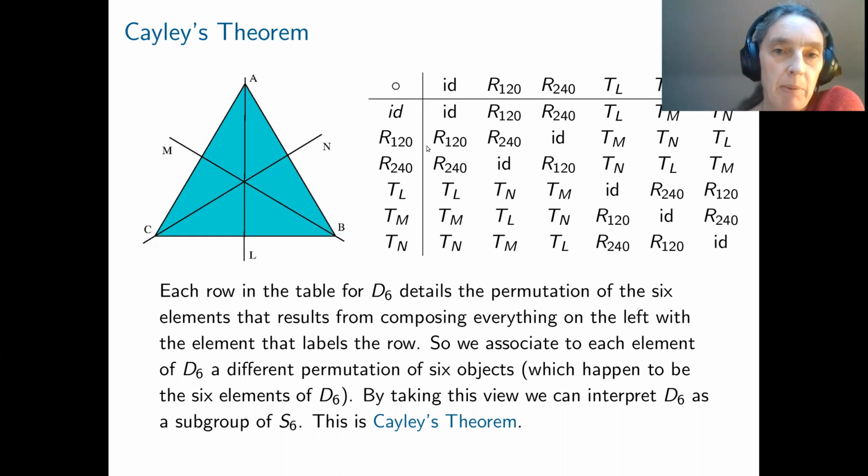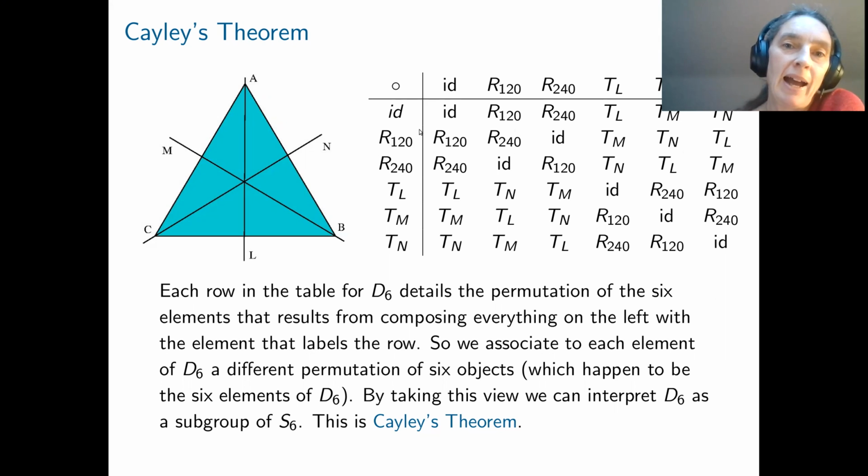Okay, and when we look at the table, what we see in each entry, if we look at the entry here, in the row labeled by the rotation through 120, and the column labeled by TL, is the symmetry that we get by performing rotation through 120 after TL. So it's the composition of rotation through 120 after TL. And if we look at what happens to all 6 elements after we compose them on the left with the rotation through 120, we get, of course, the same 6 elements again, but in a different order. So we get rotation through 120 after identity, that's this one, rotation through 120 after rotation through 120 here, and so on. So we get the 6 elements, but in a different order.